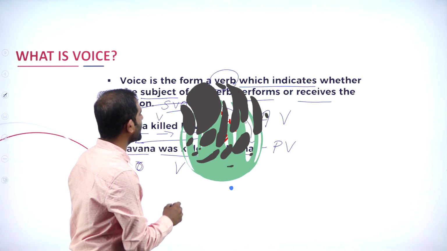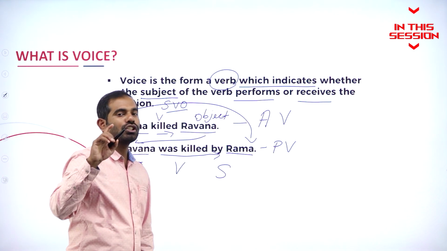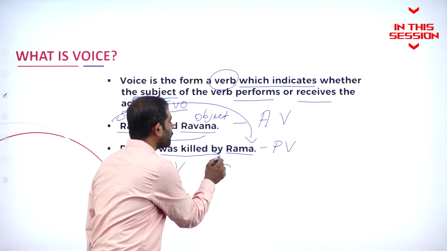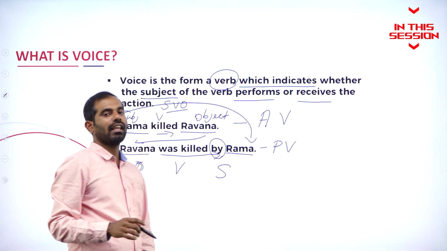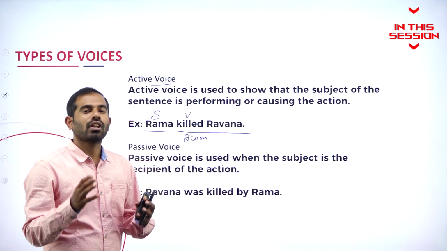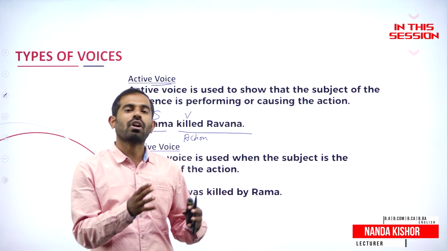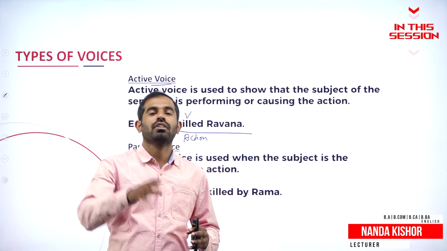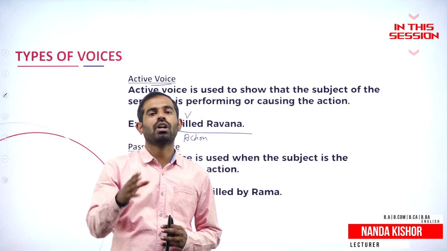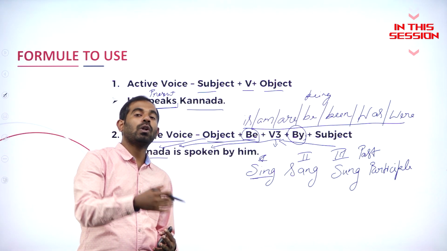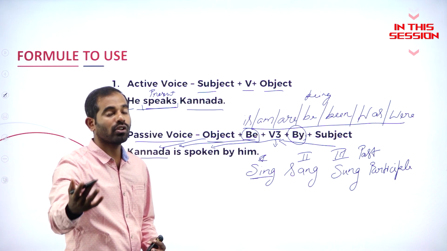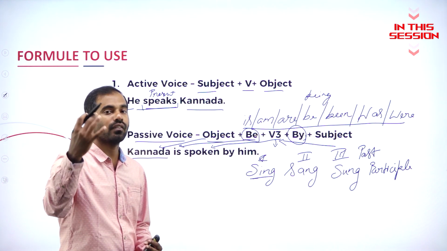Simple trick to identify active and passive voice. Usually, you will find the word by in passive voice. If you want to be thorough, if you want to score 4 out of 4 in active and passive voice, first you need to make sure that you are thorough in tenses. At times, the past tense will also be past participle. Don't forget, don't get confused.